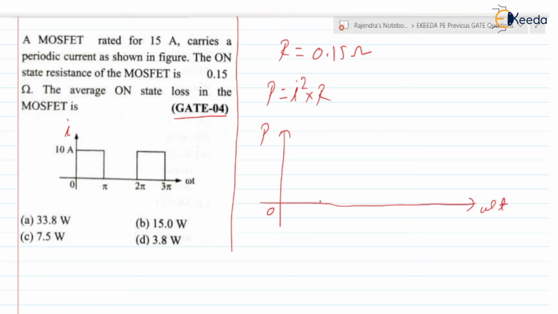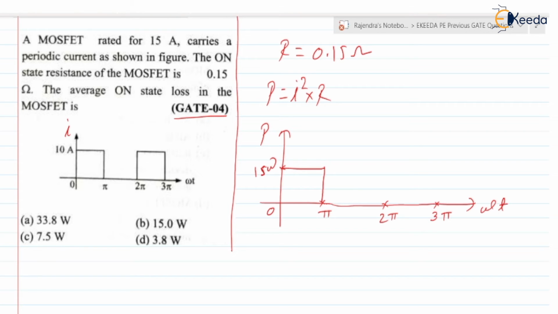If you check from omega t equal to 0 to pi, pi to 2 pi, and 2 pi to 3 pi. During 0 to pi, the current flowing through the MOSFET is 10 ampere, so it is 10 square into 0.15, which is equal to 15 watt. So from 0 to pi, the power loss is 15 watt.